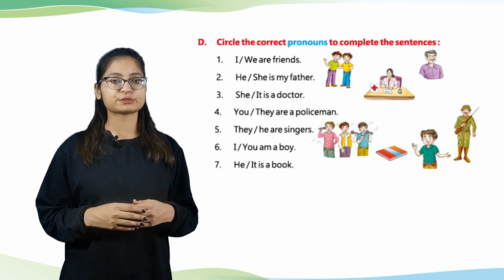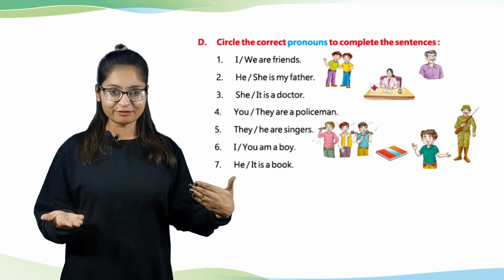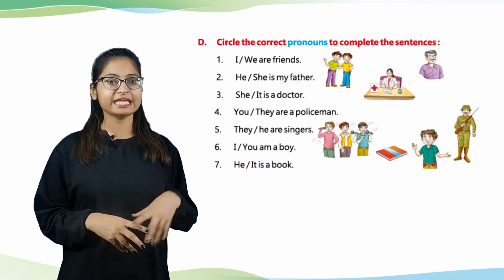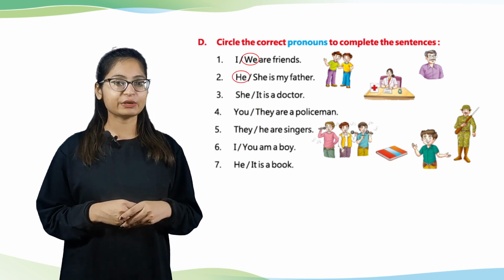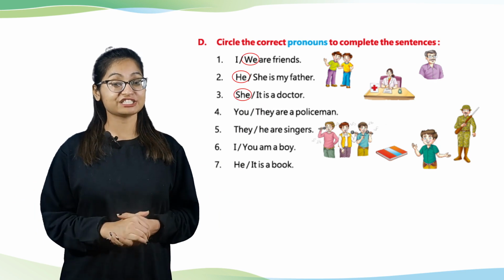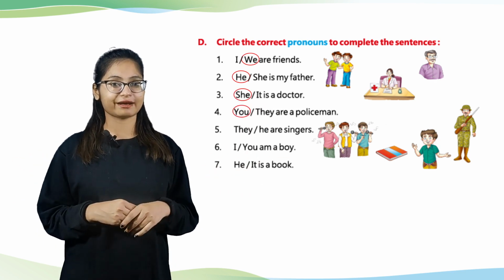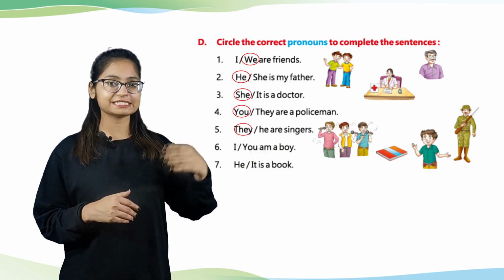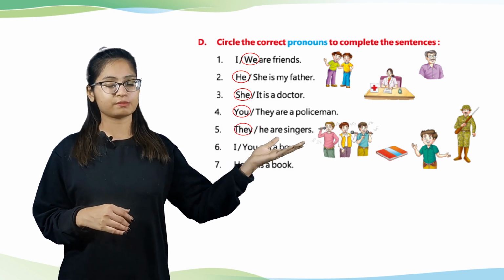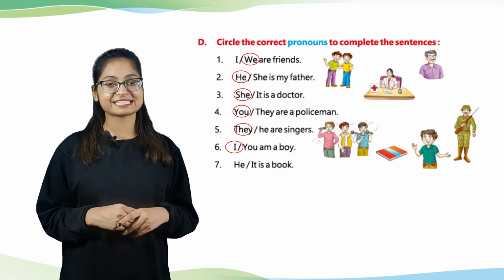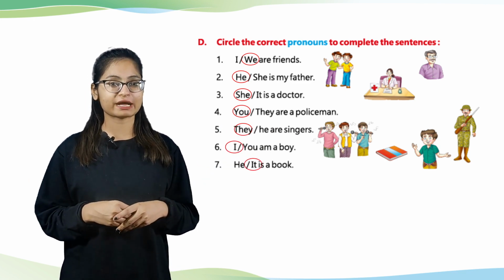Circle the correct pronouns to complete the sentences. We are friends. Of course, we are friends. Okay, on second, he or she is my father. He is my father. She or it is a doctor. She is a doctor. You are a policeman. They or he are singers. They are singers. On sixth, I or you am a boy. I am a boy. Seventh, he or it is a book. It is a book.